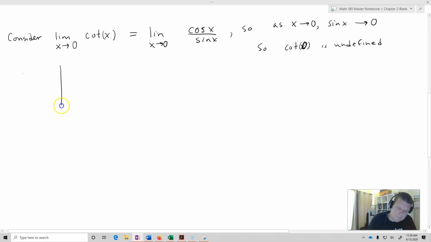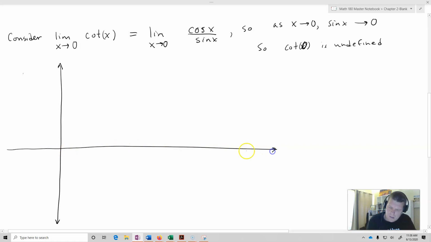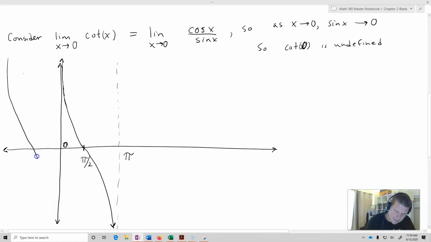Okay. Now, let's imagine the limit, and let's draw a picture. We'll draw a picture of cotangent. Here's pi over 2. Here's pi, and here's 0. So this is the value that we want. Now, if you remember, cotangent is going to be positive up here. Then it'll go to 0 at pi over 2, and then we're going to go down towards negative infinity. On the other side, we're basically going to get something that looks like this, because we just cycle, right?